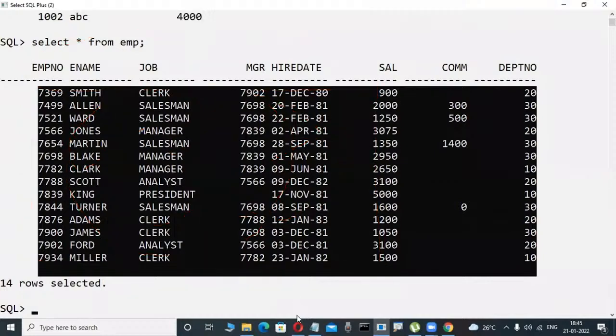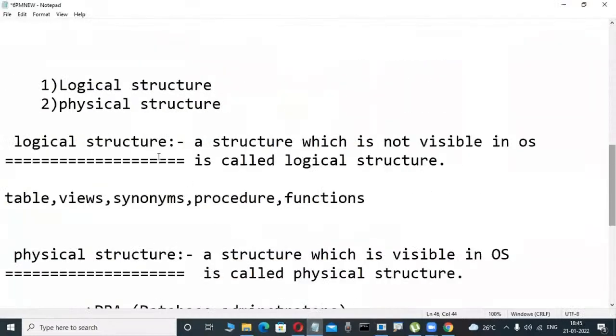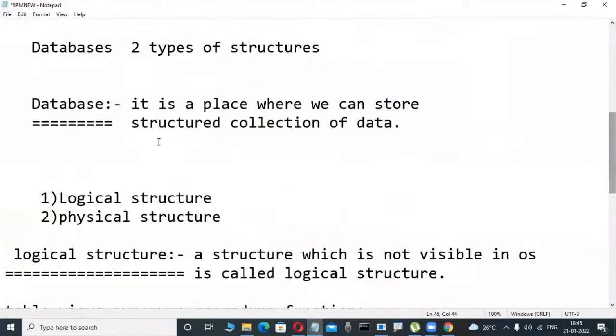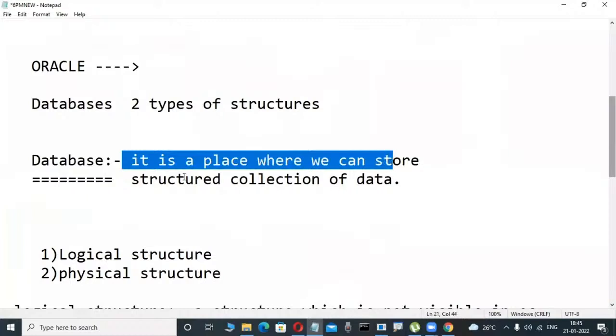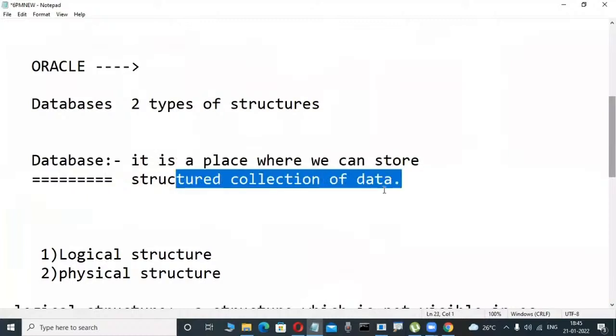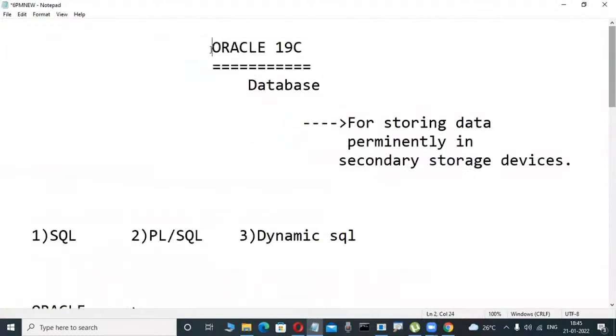That's why, in books, or when we type in Google what is a database, two definitions are there. You are observing, but most of the developers write that it is a place where we can store a structured collection of data. Understood? And this Oracle is a product from Oracle Corporation. In our course we are learning the 19c version only. This is a database product.